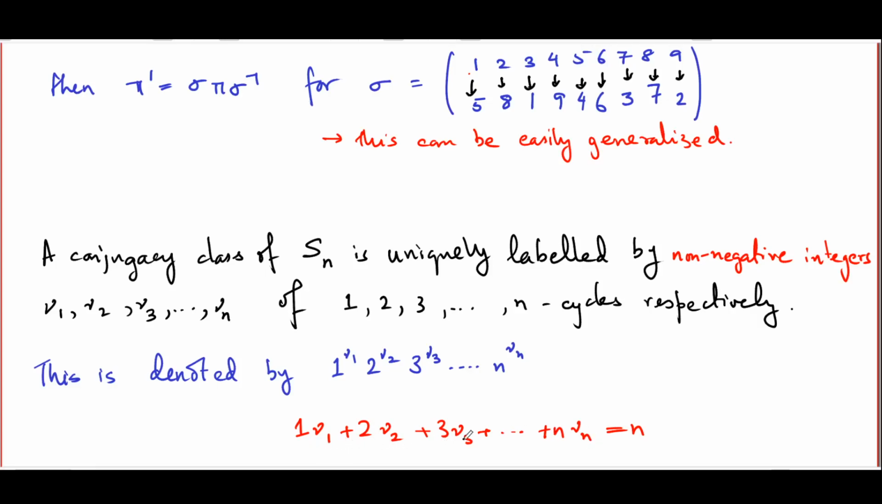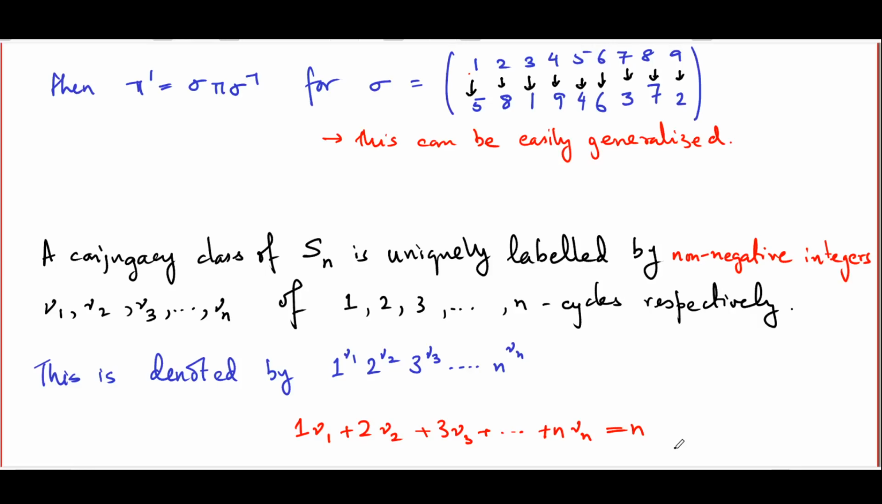So the total number of elements which are being permuted has to be the same as n. So this constraint has to be obeyed: 1 times nu1 plus 2 times nu2 plus 3 times nu3 plus all the way up to n times nu(n) is the same as n. This of course puts trivial constraints on the possible values of nu1, nu2, nu3 and so on. For example, it's obvious to see the only possible value for nu(n) is 1 or 0. In fact, for any L bigger than n by 2, the only possible value for nu(L) is 1 or 0. That's easy to see.